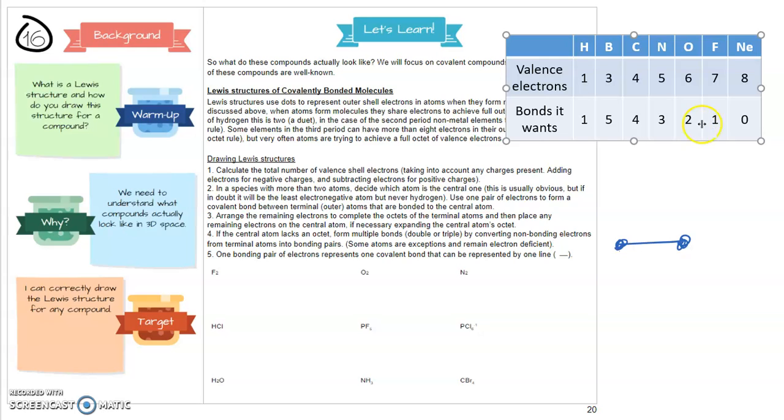So that's why those numbers exist there. Again, oxygen, anything in its column has 6, wants 2 more. Fluorine has 7, wants 1. And anything in neon's column, you might see them in Lewis structures, but they already have that filled shell of 8.